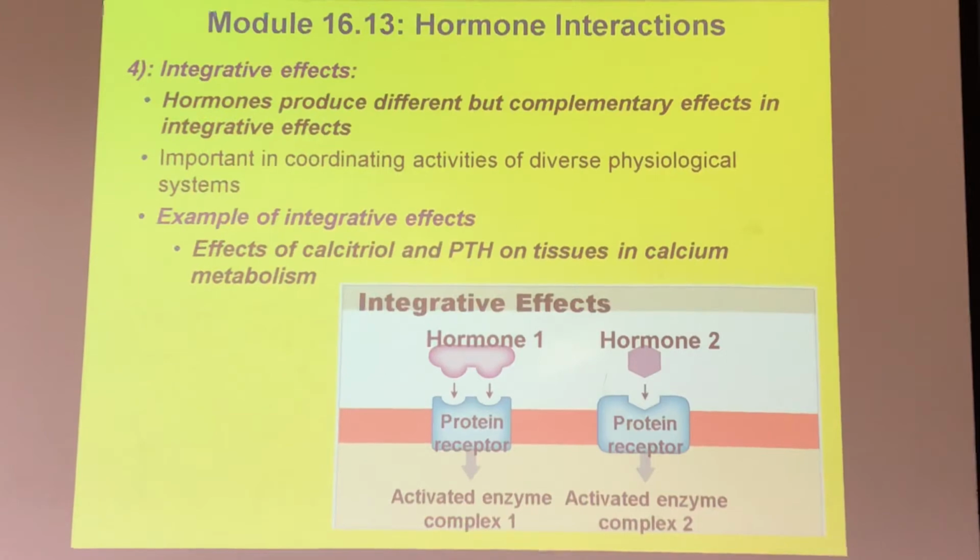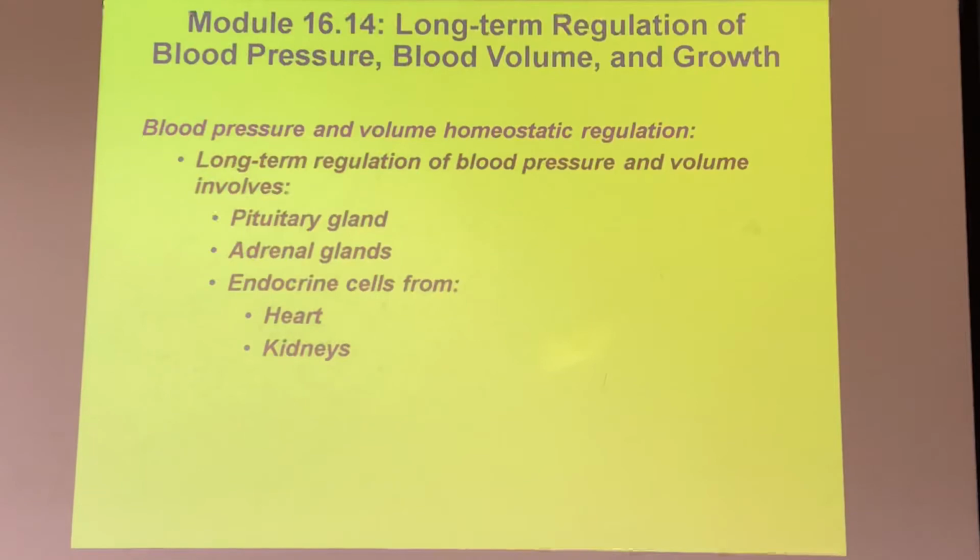And the last one is the integrative effect. So they are complementary to each other. Examples are calcitriol and parathyroid hormone. So this is one hormone which activates enzyme complex 1. There's another hormone which activates enzyme complex 2. Okay, so now what is the long-term regulation of blood pressure, blood volume, and weight?